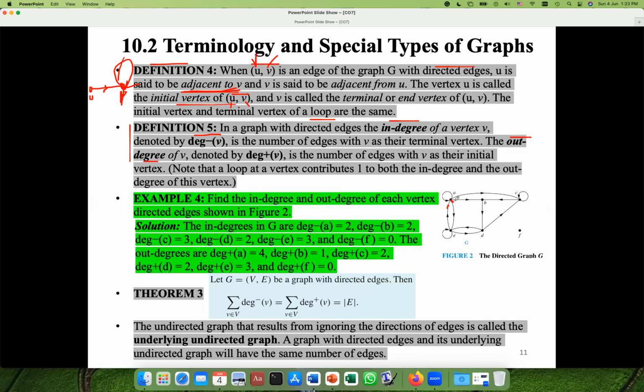When you count in degree and out degree, you have to count 1, 2, 3, and 4. The loop would be counted. So 4 plus 2, then it is 6. So 4 is the out degree, 2 is the in degree. And what is the degree? 4 plus 2. I'm saying this so that you will not get confused. What is degree? What is out degree? What is in degree? Don't confuse them.